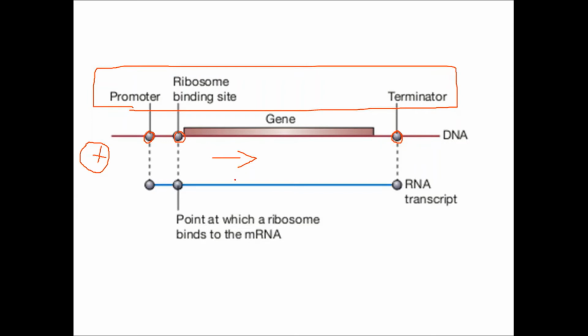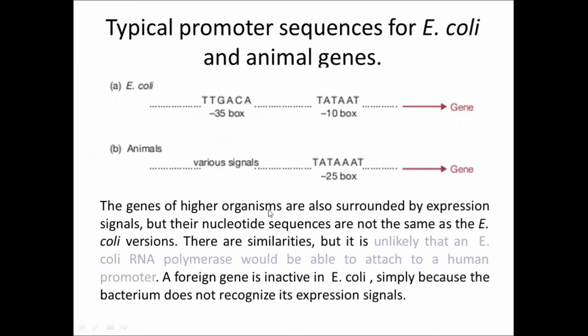So we try to learn one by one: promoter, terminator sequence, followed by ribosome binding. A typical promoter sequence in E.coli is compared to that of an animal gene, and the promoter sequence of the particular gene, because this is a conserved sequence.